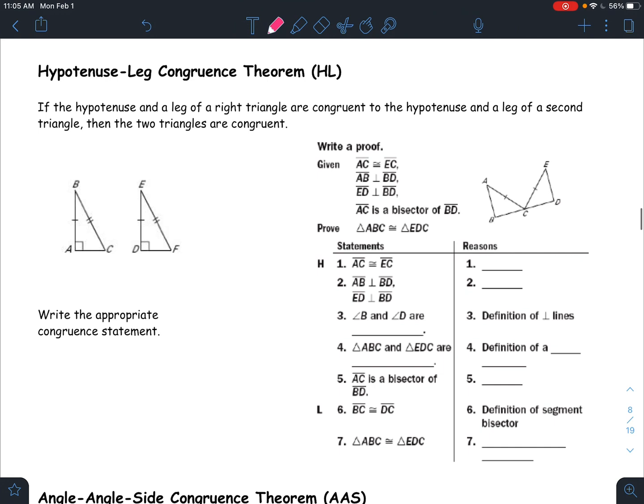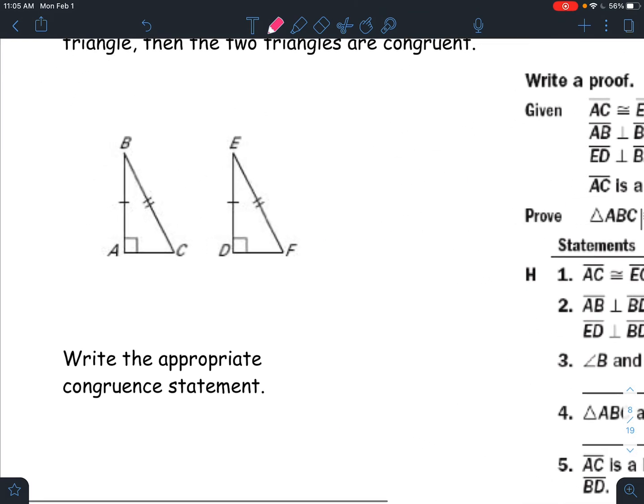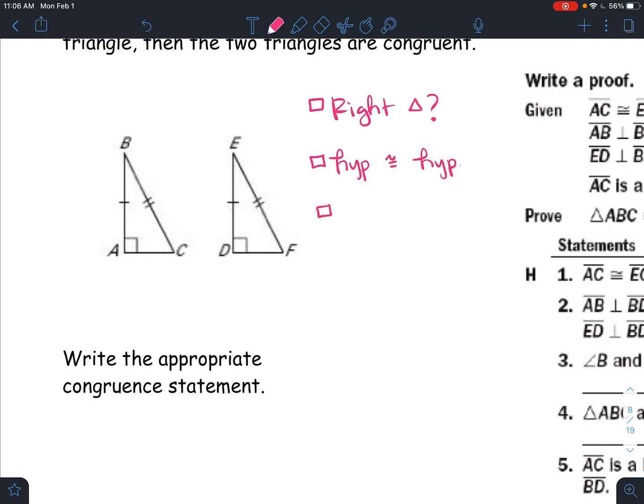The next one is hypotenuse leg. So if the hypotenuse and a leg of a right triangle are congruent to the hypotenuse and leg of a second, then the two triangles are congruent. So here we have two right triangles. So our first checkbox is, is it a right triangle? And is the hypotenuse congruent to the hypotenuse? And is a leg congruent to a leg?